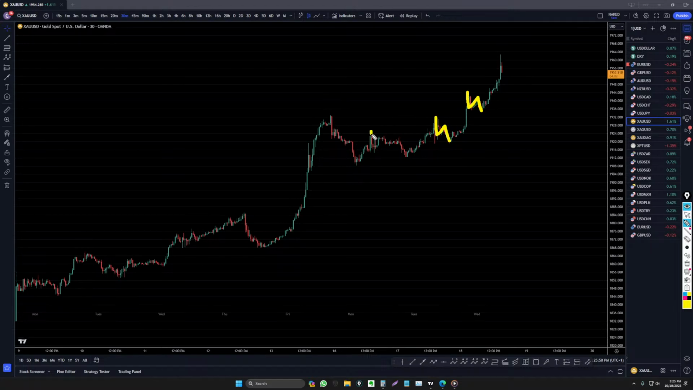Yeah, I was going to say that was, but this is probably 1, 2, 3 there. I guess you could say that's 3 waves. 3 waves down. Awesome corrections on gold.